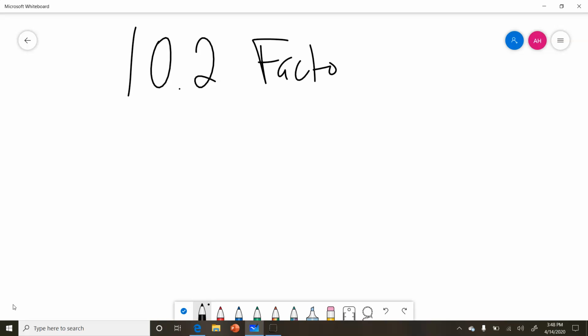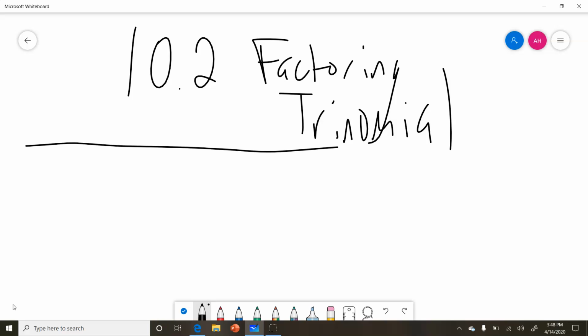So we're going to go on to our next lesson, which is 10.2. And now we're talking about factoring trinomials. If you remember, what is a trinomial? Well, it may have been a while, so we're going to review. Please turn to page 409 if you want to follow along.